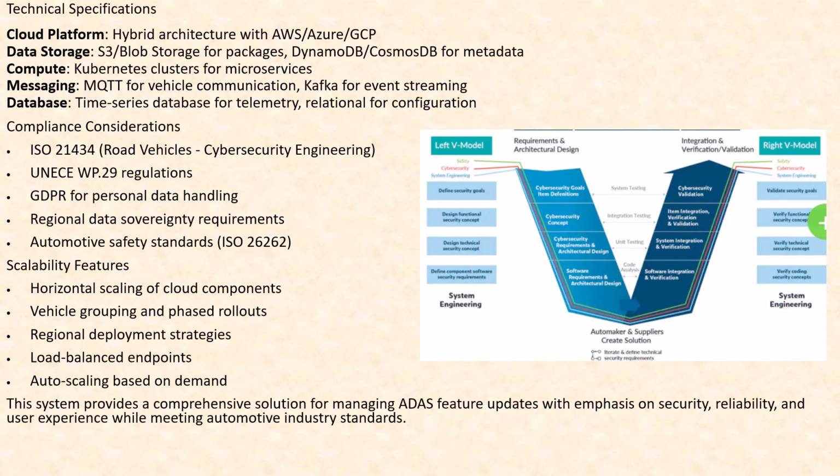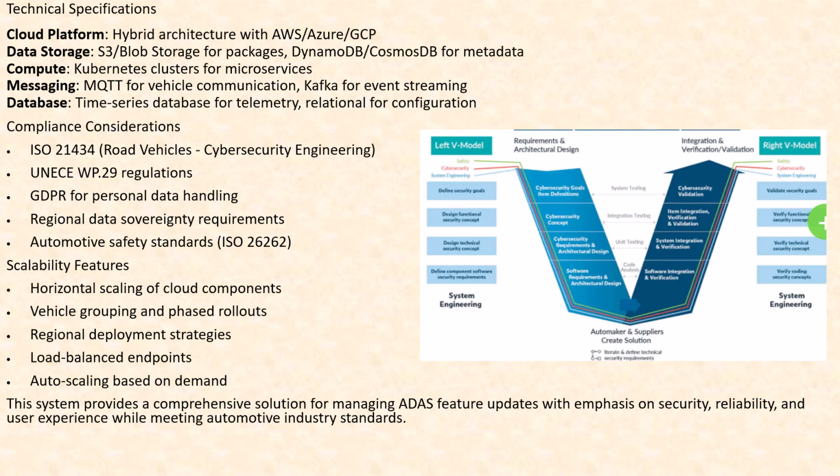Now, what are the various technical specifications? When it comes to the cloud platform, it is a hybrid architecture with AWS or Azure or GCP. Does this AWS sound familiar to you? I am sure it does. A stands for Amazon, and you can guess what W and S stand for. So hybrid architecture with AWS, Azure and GCP.